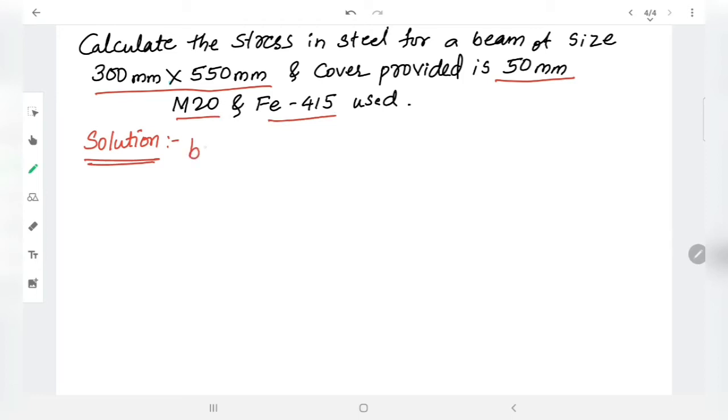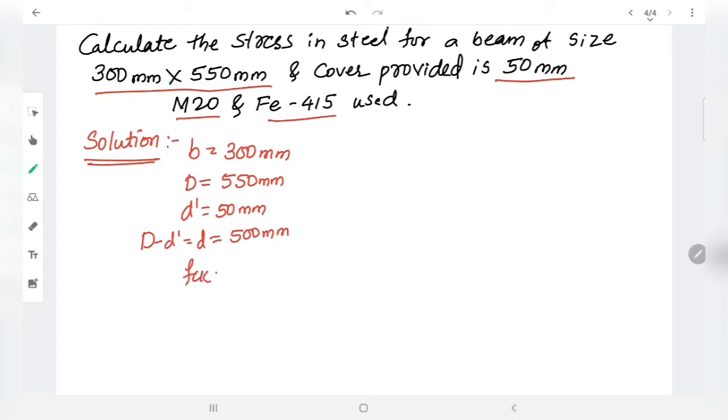Small b is equal to 300 mm, capital D is equal to 550 mm, D dash is equal to 50 mm. So obviously, D minus D dash, that is small d, is equal to 500 mm. FCK is 20 Newton per mm square, Fy is 415 Newton per mm square. This is all the given data. So you need to find the value of FSC. FSC needs to be calculated here.